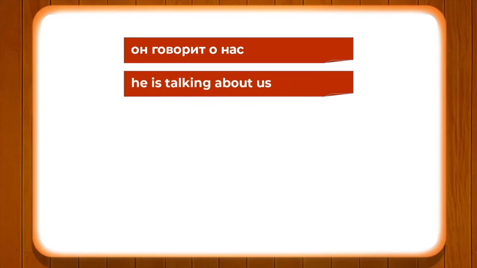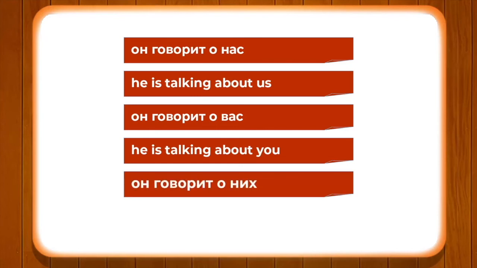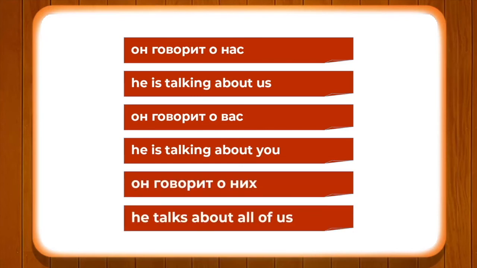Then, "o kom on govorit? O vas", he is talking about you. And finally, "o kom on govorit? O nikh", he is talking about them. So, you have to be very clear about when and how to use personal pronouns. They are only used when the question is "o kom". Okay, now let us revise quickly all the important aspects we have just done.